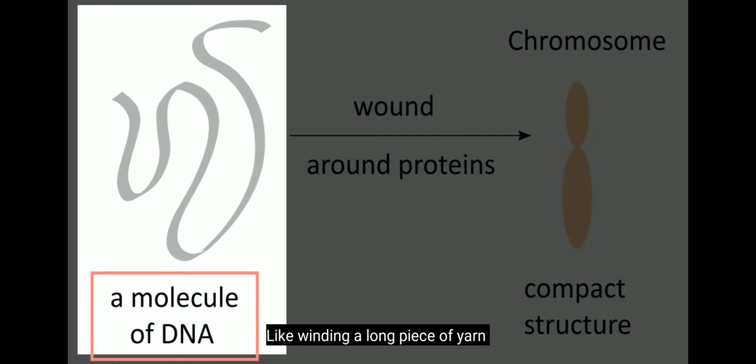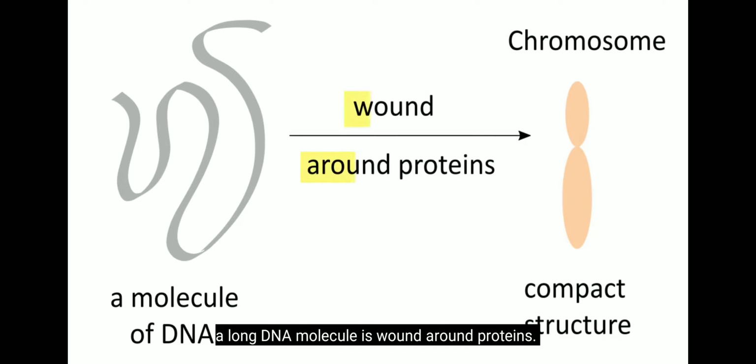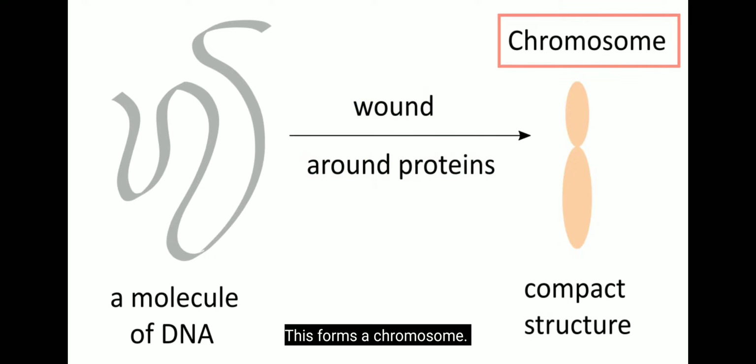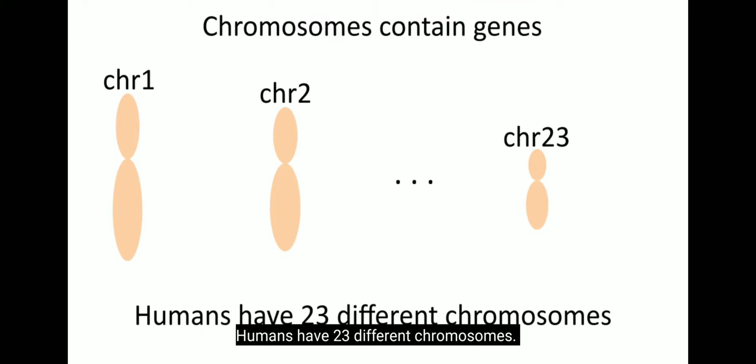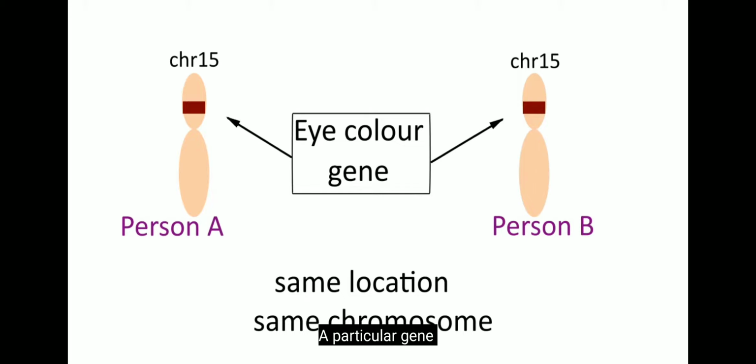Like winding a long piece of yarn around a spool to make it compact, a long DNA molecule is wound around proteins. This forms a chromosome. Genes are found on chromosomes. Humans have 23 different chromosomes. We arrange them in order of decreasing size and then give them numbers. A particular gene is always found in the same location of a specific chromosome.